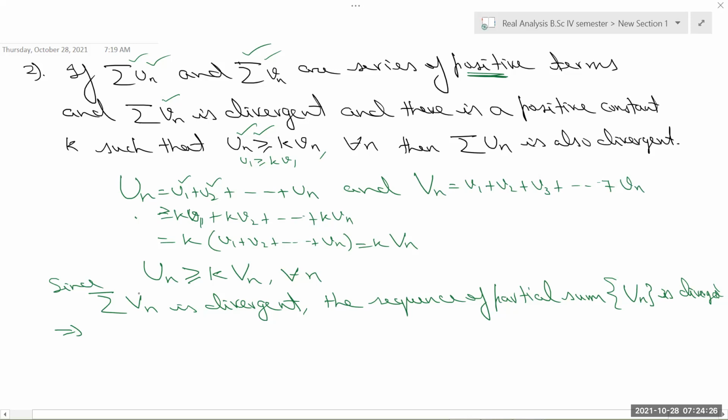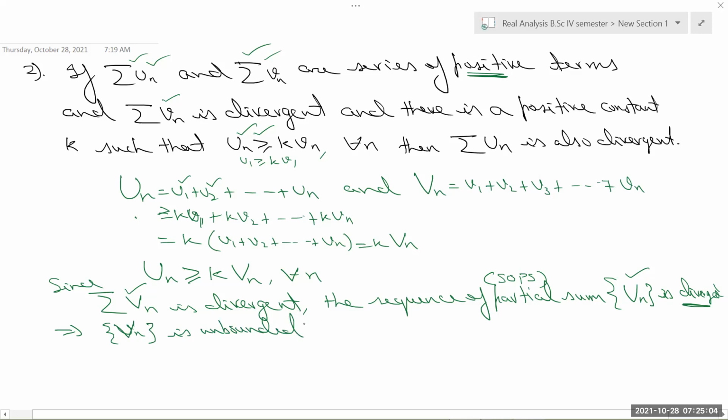So here, if this series is divergent, this means its sequence of partial sums Vn is divergent. But this is a series of positive terms, so it must be unbounded. Otherwise, by the monotone convergence theorem, it would be bounded. So this implies that Vn is unbounded.